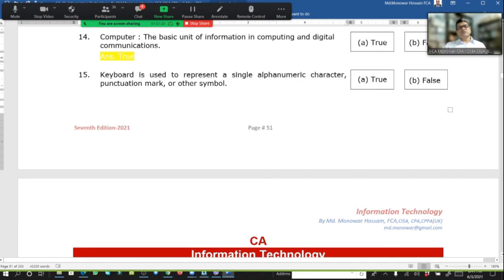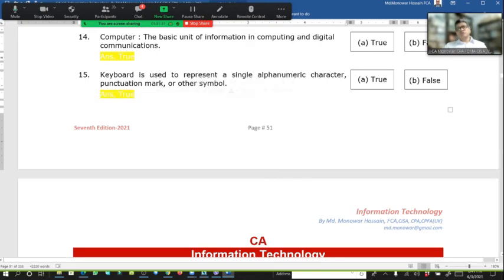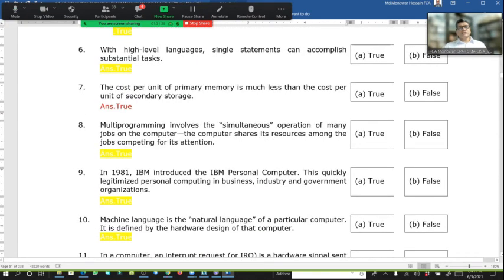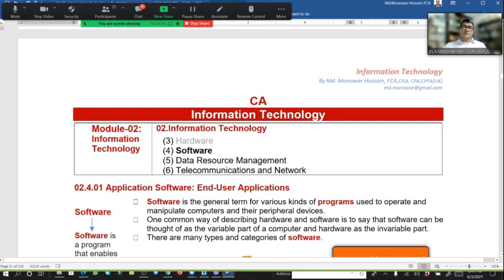Keyboard is used to represent a single alphabetic character, punch card, mark, and other symbols. So what is it saying? True, sir. So here there are also 15 numbers. We will continue all those numbers, chapter by chapter.